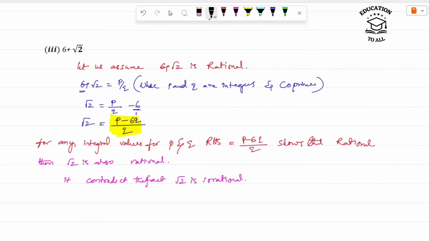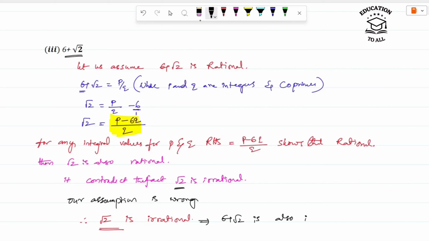Then our assumption is wrong. What is our assumption? Root 2 is rational. Therefore, root 2 is irrational. If root 2 is irrational, can I conclude that 6 plus root 2 is also irrational? That implies 6 plus root 2 is also irrational. Got it?